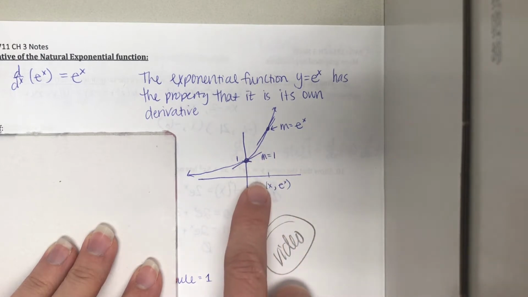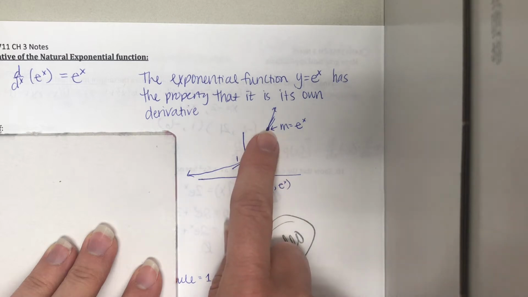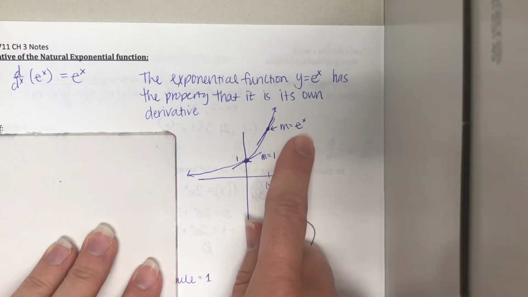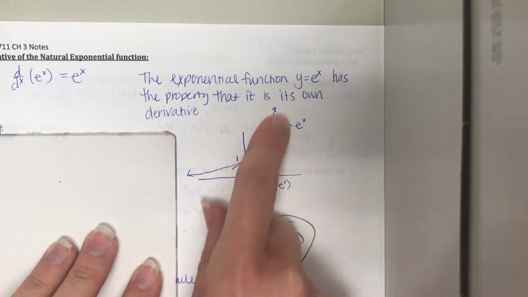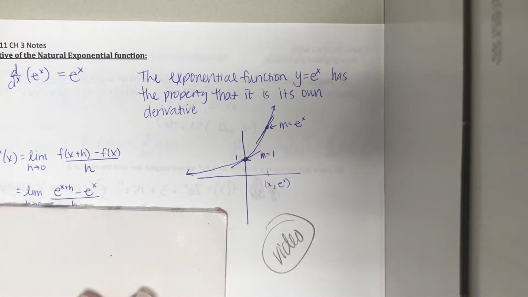And then at the coordinate x, e to the x, what you'll notice is the slope is e to the x. And that's why the derivative of e to the x is still e to the x. Okay, let's talk about the proof.